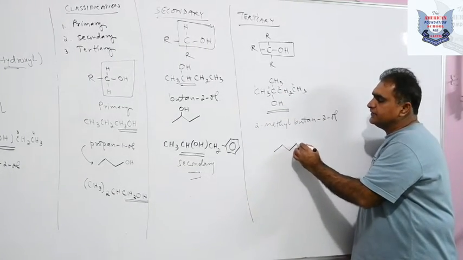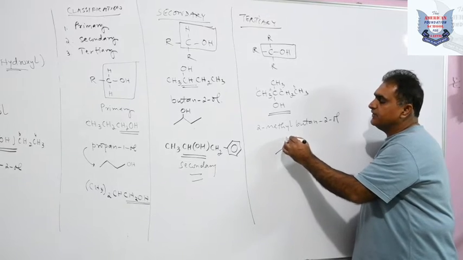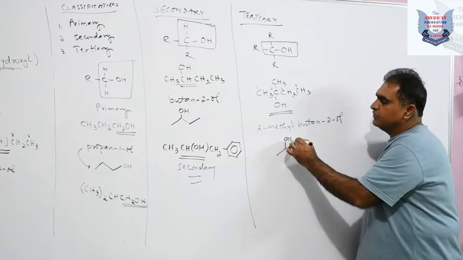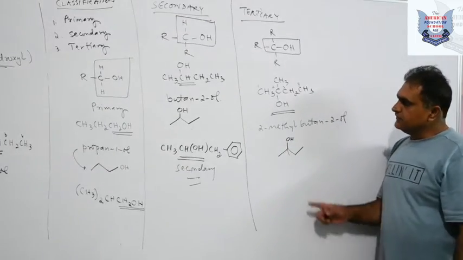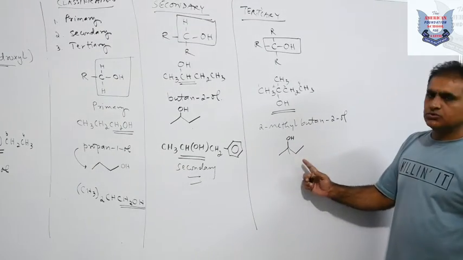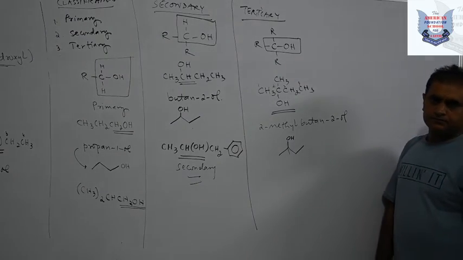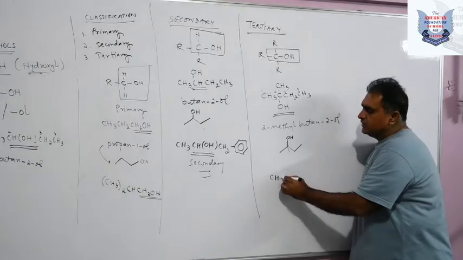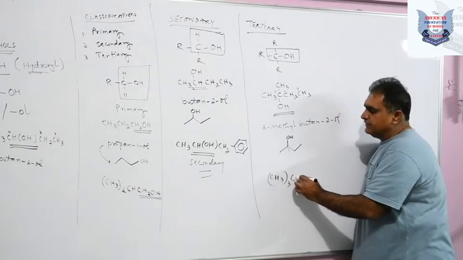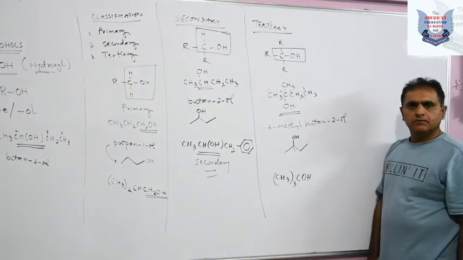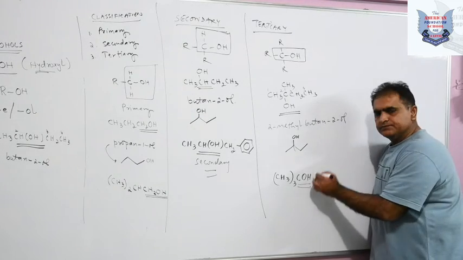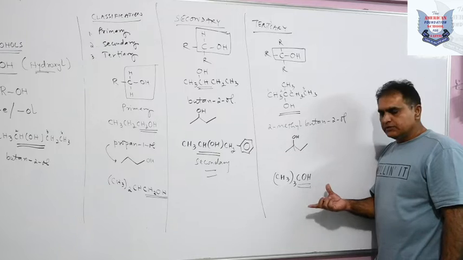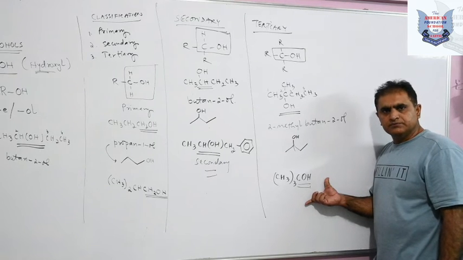And how to show it in skeletal form? This is a way to show it in skeletal form, having OH here. So this is 2-methylbutan-2-ol in skeletal form. Another example of tertiary alcohol, this is CH3 taken thrice, C-OH. Again, C-OH. This condition belongs to tertiary. This is another example of tertiary alcohol.